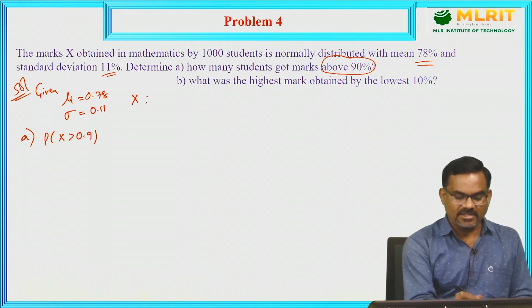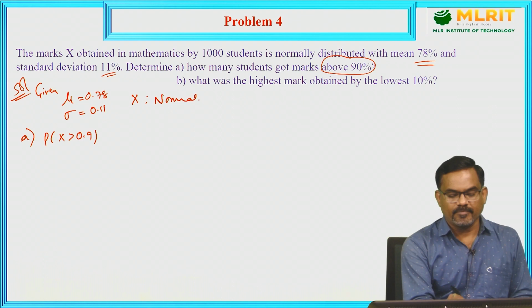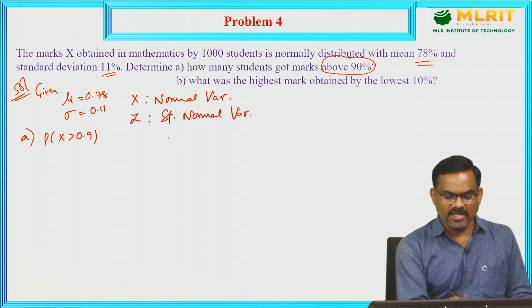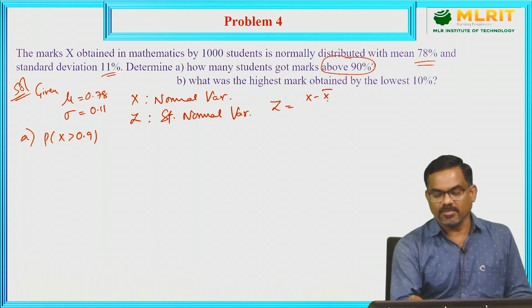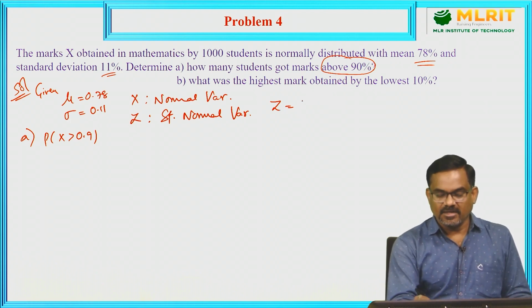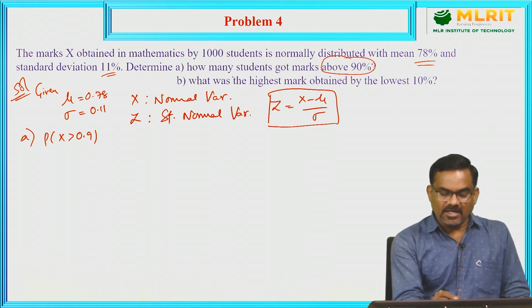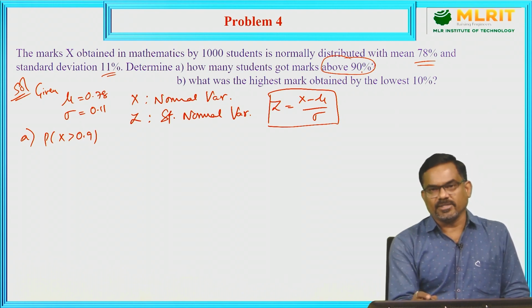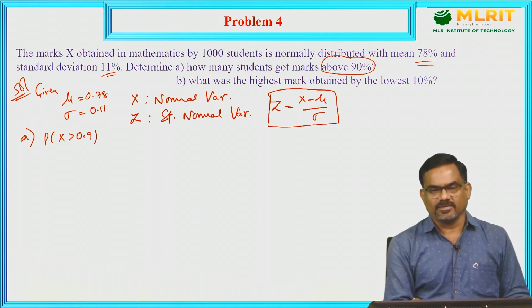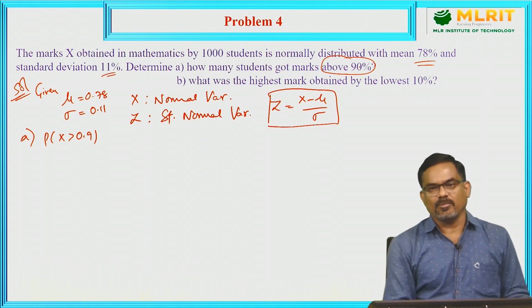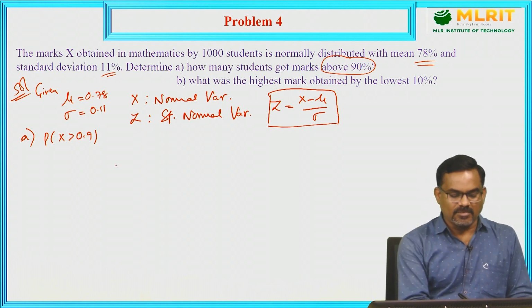Here x is the normal variate and z is the corresponding standard normal variate. We transform x to z using the formula z equals x minus mu by sigma. This is the standard normal variate. Now, we need to calculate the number of students who got above 90%. To find that, first we need to calculate the probability of students who got above 90%, that means x greater than 0.9.